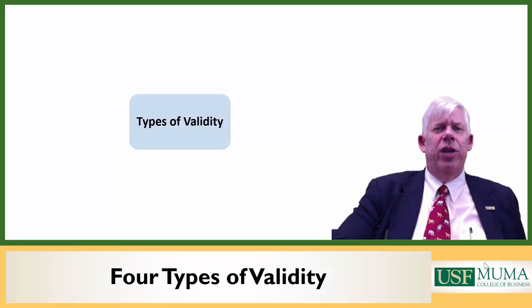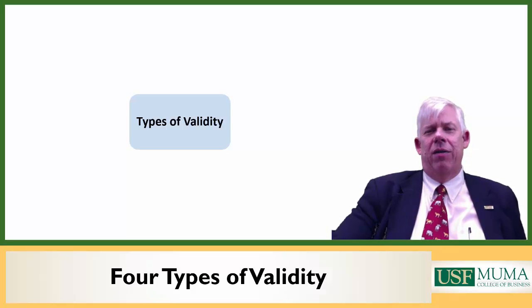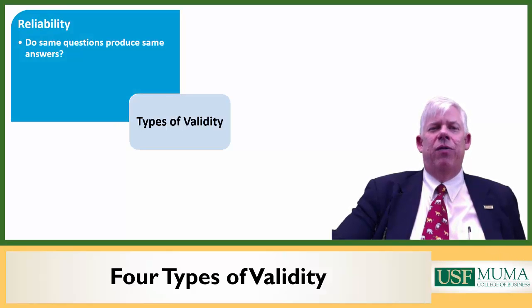If you want your research to have any impact, and this is really true of any type of research, one of the things you need to do is build its credibility. In the world of academic research, this normally falls under the heading of validity. There are basically 4 types of validity that we frequently talk about. The first is reliability, which we can summarize: do the same questions produce the same answers?